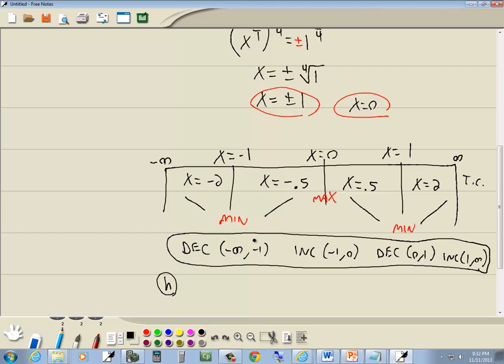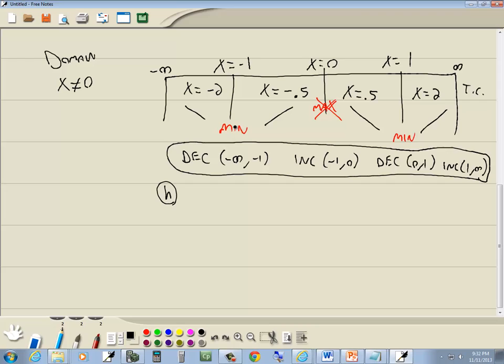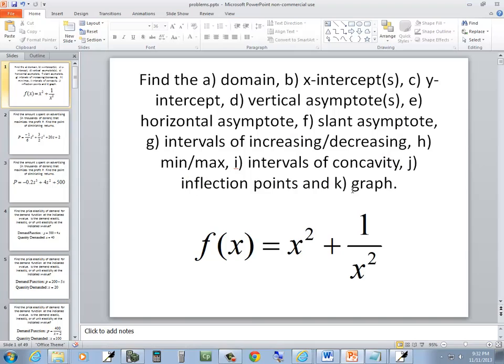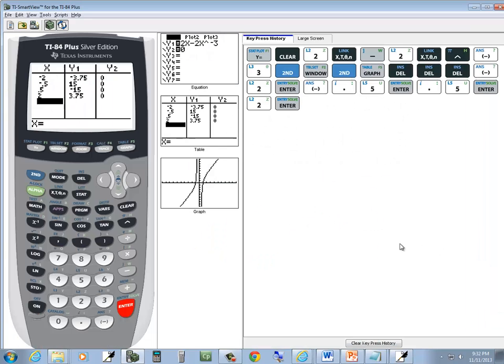Now I said we'll come back to that. If we go back to our domain, originally we said where a graph exists, x cannot equal 0. It doesn't exist at 0, which means that we can't have a max here. If the graph doesn't even exist there, it's not a max. So we're going to have a min at -1 comma something, and we'll have a min at 1 comma something. Now we want to plug these back into our original function, and our original function was this right here, so let's put that into our calculator.